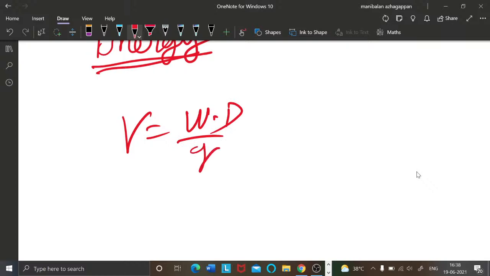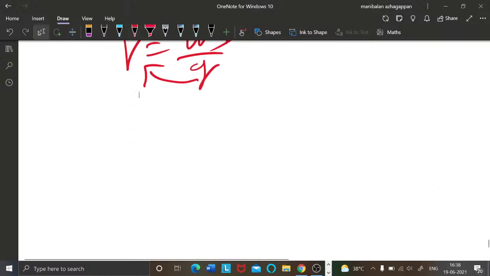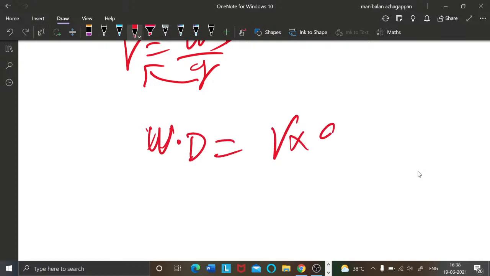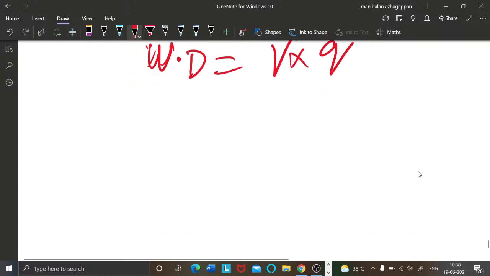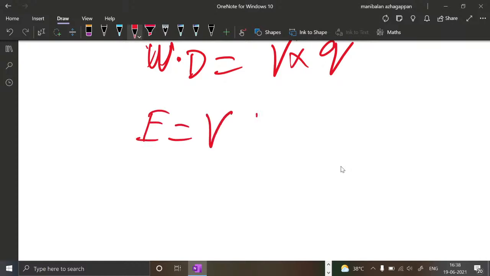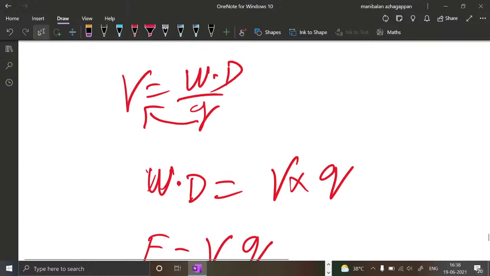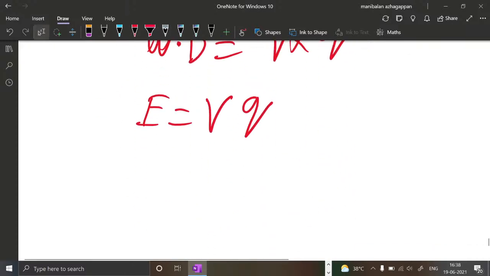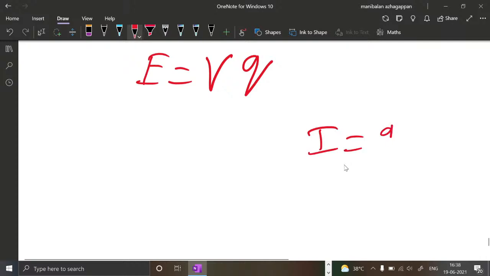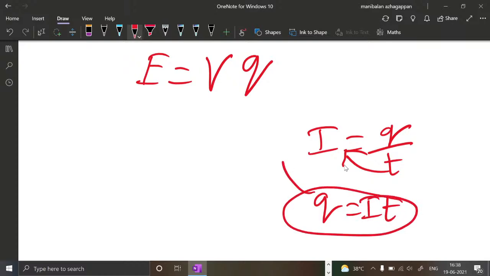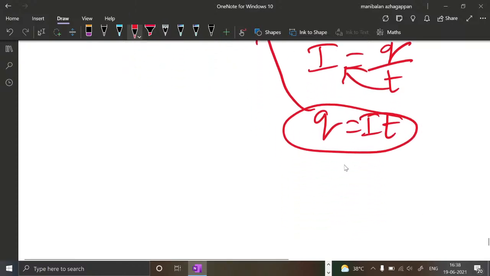Energy. Voltage is equal to work done by charge. If you take charge to this side, work done is equal to charge into voltage. Work done we can call as the energy. So energy is equal to volt into charge. Now we are deriving four formulas from energy. I know current is equal to charge by time. If you take time to this side, charge is equal to current into time. Substituting charge is equal to current into time, energy is equal to VIT.